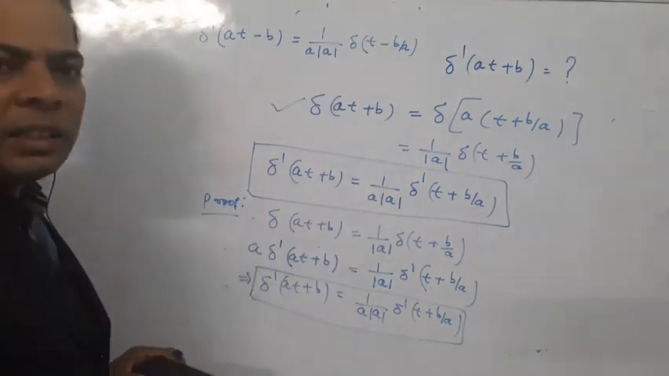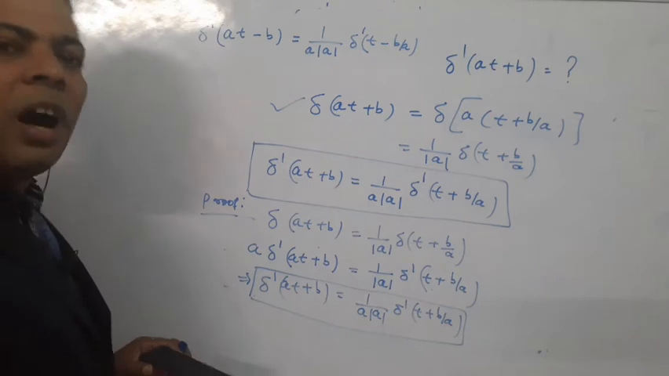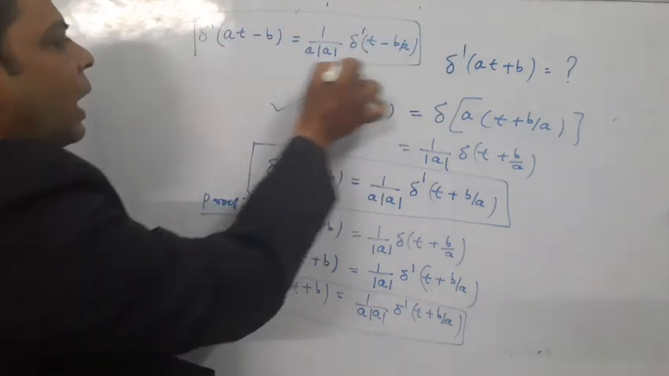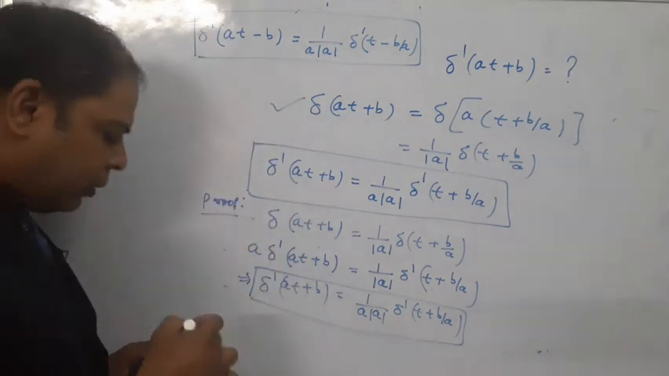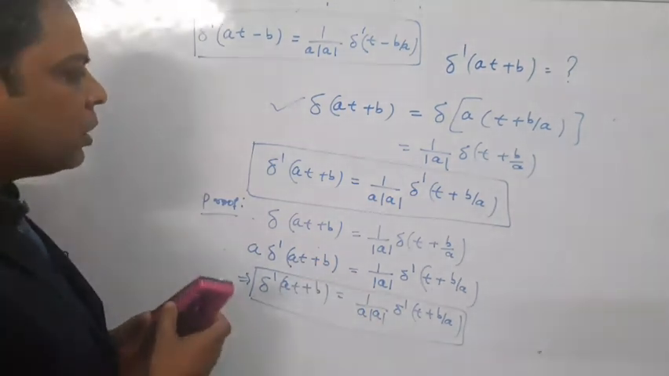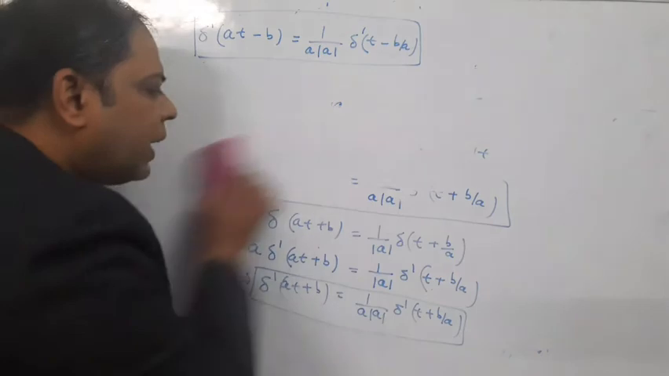Simple, very simple. This is δ'(t) minus b by a. Understood? So this property is a very important property, and it has applications whenever you solve questions. Understood? Okay. So this is one of the important properties in case of your doublet function. Now let's read the next property.